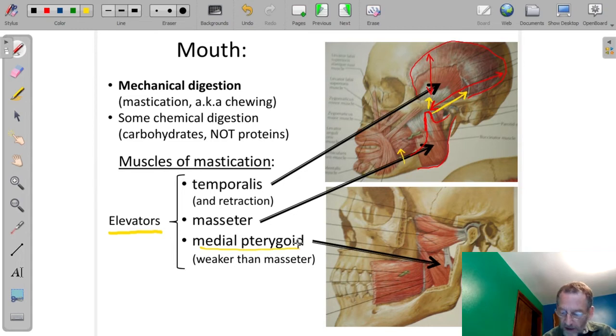And the medial pterygoid, one on each side, right and left, is similar to the masseter, and it inserts on the medial surface of the mandible at the angle, so it's inserting down here on the medial surface. It also is an elevator. So when it shortens, it lifts the mandible, or elevates it. But it's much weaker in elevation than the masseter.